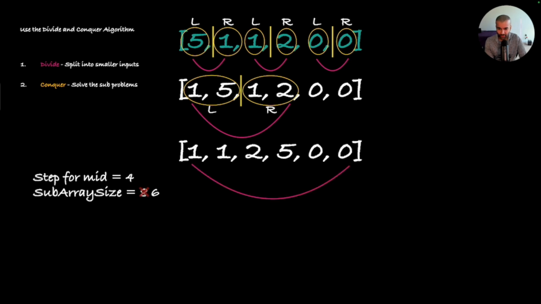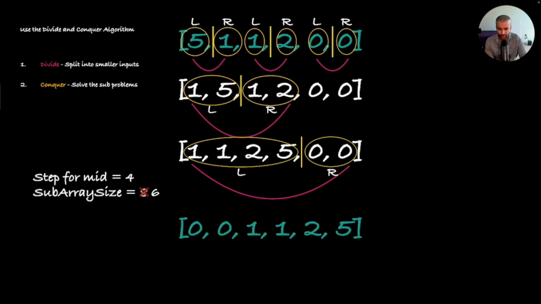In our final iteration, we're going to multiply everything by 2 again. Notice our step from mid is now 4. Our subarray is supposed to be of size 8, but we're going to use 6 instead because 8 is too big. 6 is the maximum size of this input array. With this, we are going to take our final left and right subarrays, and we are going to merge them to get our answer. So this is it, you guys. This is basically merge sort without recursion.